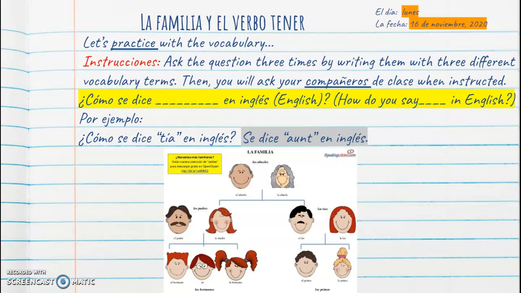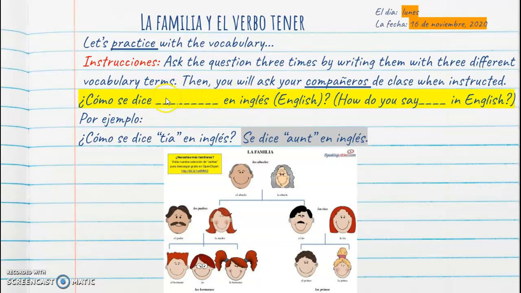So, instrucciones, instructions. Ask the question 3 times by writing them with 3 different vocabulary terms. Then you will ask your compañeros de clase, classmates, when instructed. So for this portion, you are to write this question highlighted, asking, ¿Cómo se dice blank en inglés? This question is asking, how do you say blank in English?